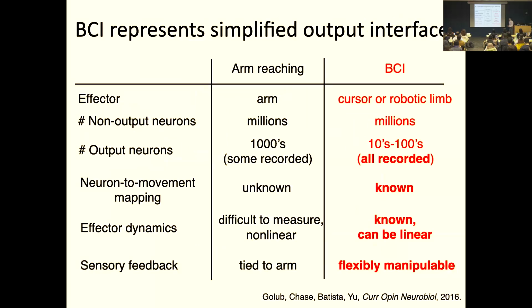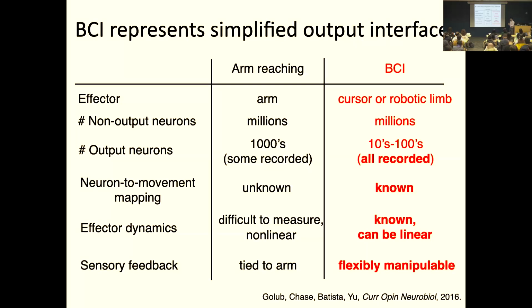Okay, so let's come back to this table and compare arm reaching with the situation that we have with BCIs. With BCIs now, the effector is no longer the arm, but is a computer cursor or a robotic limb. The number of non-output neurons is still in the many millions, because all of the neurons in the brain can still contribute to moving a BCI cursor. But the key difference here is that by the way in which we've defined the brain-computer interface, we get to record from all of the output neurons by definition. These are the neurons that we've recorded.